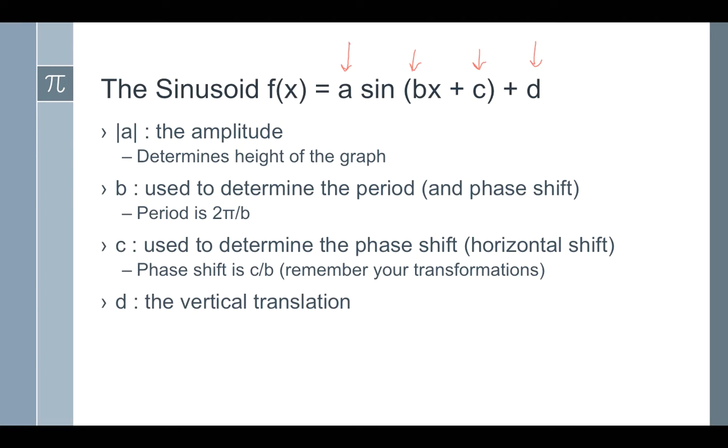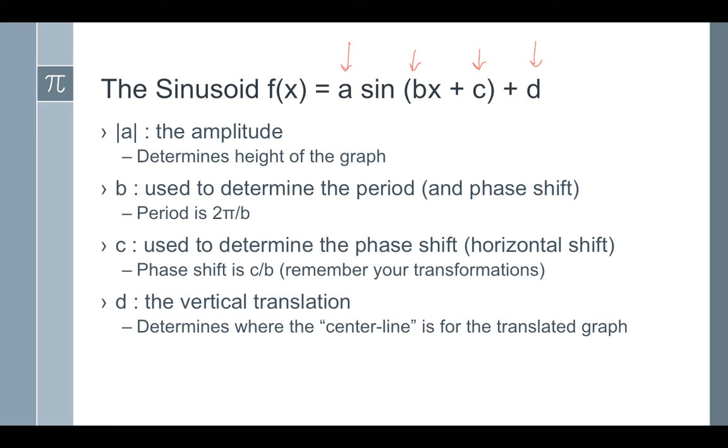And D is simply the vertical translation. On the parent function, the center line of my graph is the x-axis. But the D is my new center line. I like to call it the center line. I actually put in a dashed line to represent where the center of my graph is. And it's exactly as you remember from transformations. A plus goes up and a minus goes down.